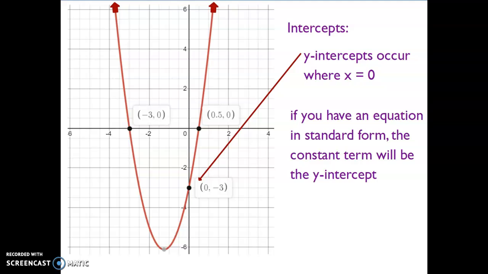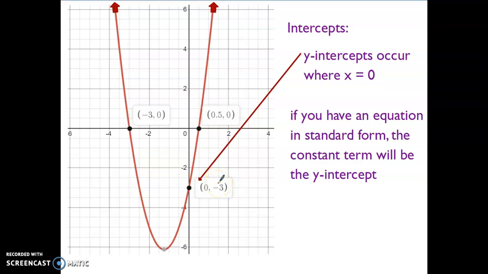Okay, the y-intercept is our other intercept. The y-intercept is right here where x equals 0. And again, some people may have you write that as a point, (0, -3), like you can see right here. Some people may just ask for the y value of -3. So you just have to wait and see what the particular computer program or particular professor is asking for.